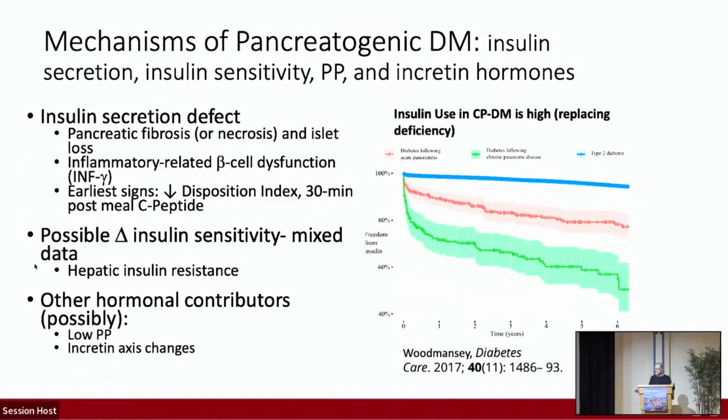The figure on the right here is from the large series out of the United Kingdom of adult patients who were newly diagnosed with diabetes that was type 2, acute pancreatitis related, which is the red, or chronic pancreatitis related, and the time to needing treatment with insulin therapy for that diabetes diagnosis. So one of the things that really comes out there is that from a treatment perspective, insulin treatment is much more commonly needed in these pancreatitis forms of diabetes than it is in something like type 2 diabetes.